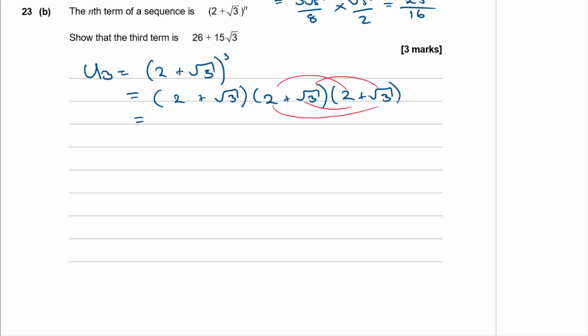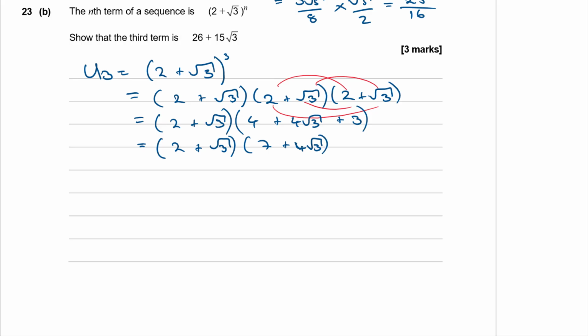What have I got? Well, I'm leaving the front one alone to start with. 2 times 2 is 4. Root 3 times 2 is 2 root 3. 2 times root 3 is another 2 root 3. So altogether that is 4 root 3. And then root 3 times root 3 is 3. So just tidying that up before I then multiply out the second set of brackets. 4 plus 3 is 7. So I get 7 plus 4 root 3 in the second bracket like that.